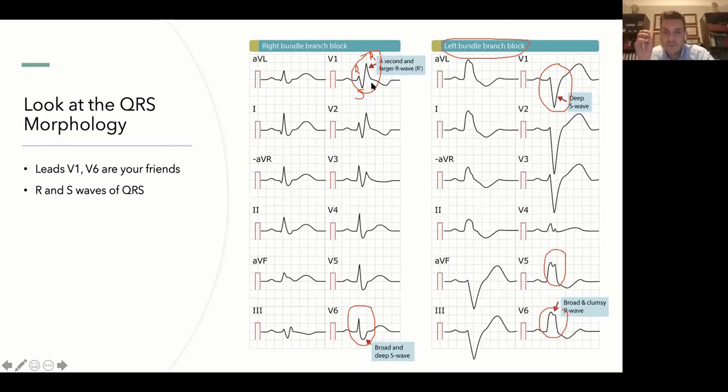Okay, so if you see this in V1, V2, and V3, you will be aware that we are talking about a right bundle branch block. Meanwhile, looking at a left bundle branch block, you will see a deep Q wave in V1, while a broad and clumsy R wave, which has two tops, in V5 and V6. Does everybody follow? Right?